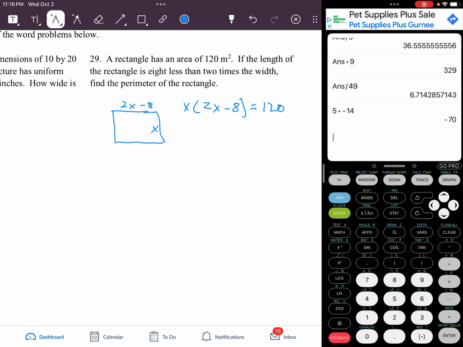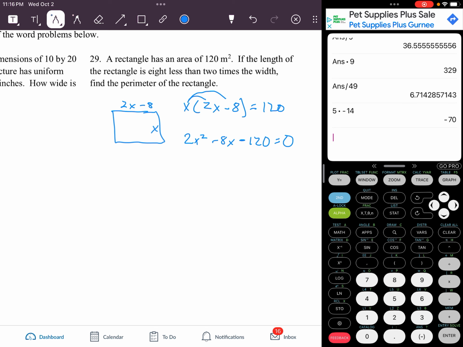Okay? So now we multiply everything out. We do the little rainbow method there. So you go x times 2x is 2x squared. x times negative 8 is negative 8x. I'm going to subtract the 120 to the other side so we can set it equal to 0. And there's our equation. So we made a picture, made an equation. Now we're going to go about solving it.